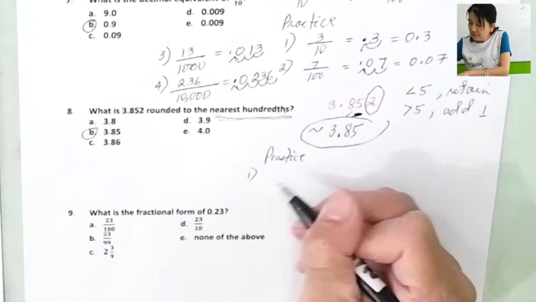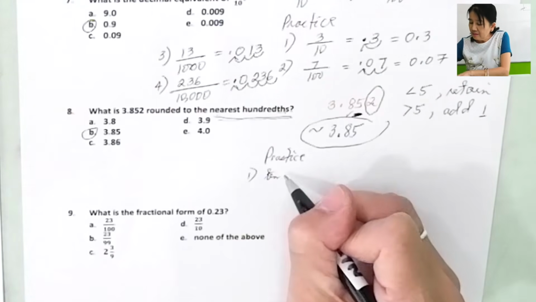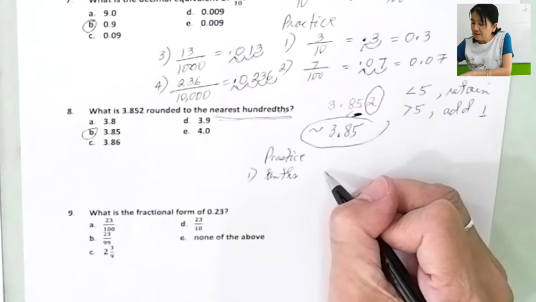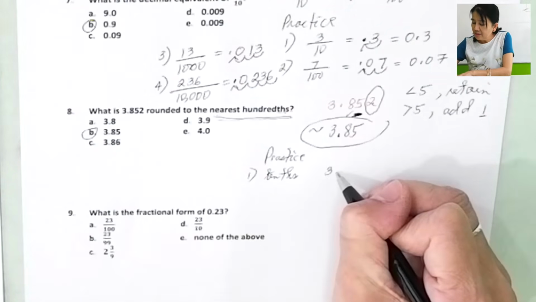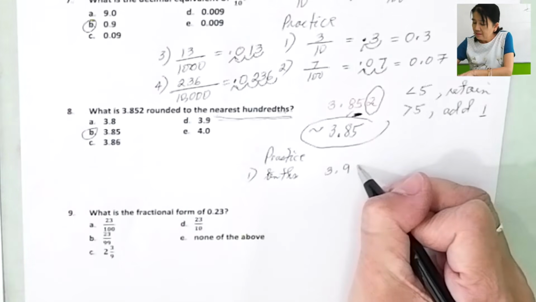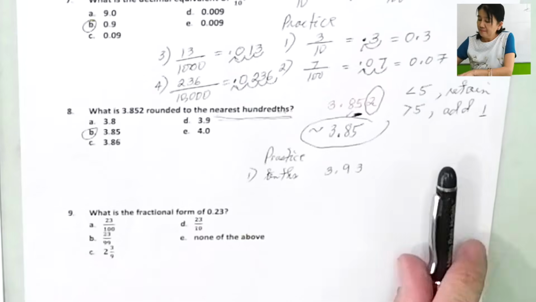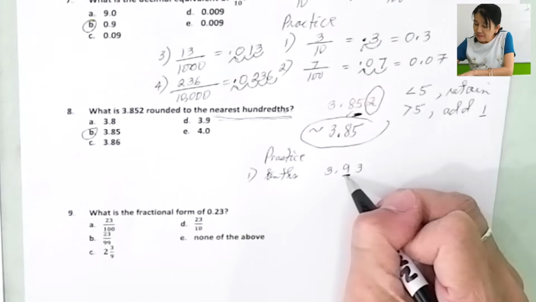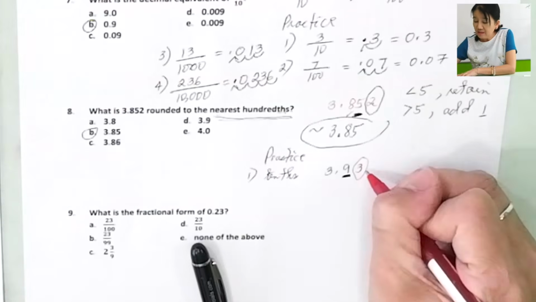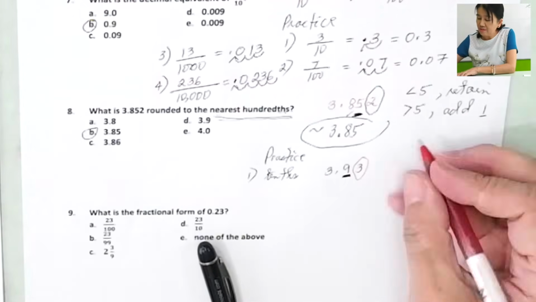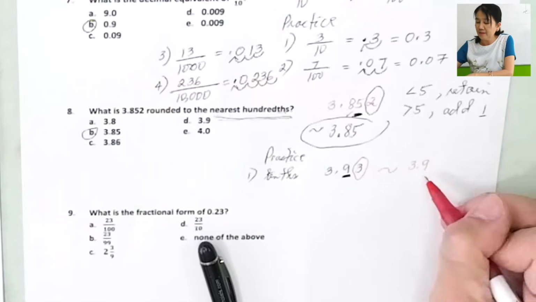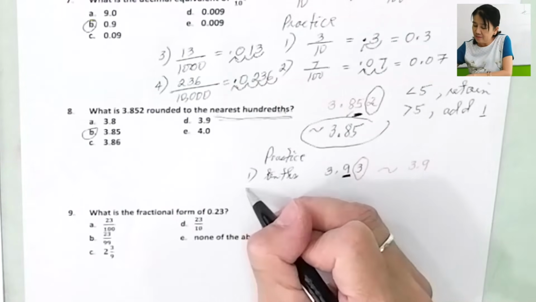Okay? Number 1. Round to the nearest tenths. Let's say we have here 3.93. This is the tenths place. Let's encircle this. It is less than 5. Retain. So the answer is 3.9.